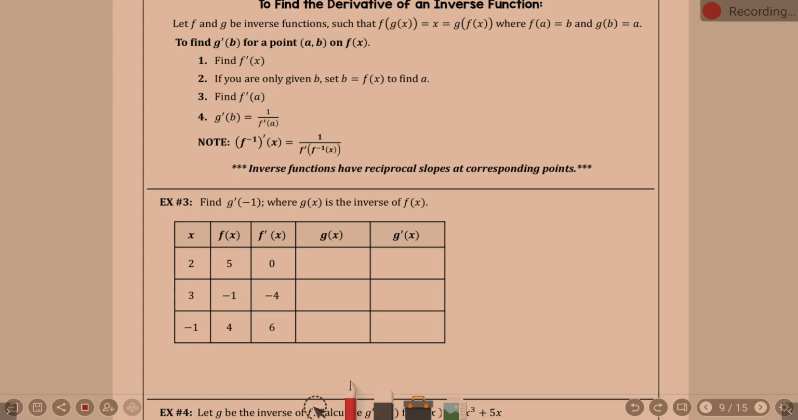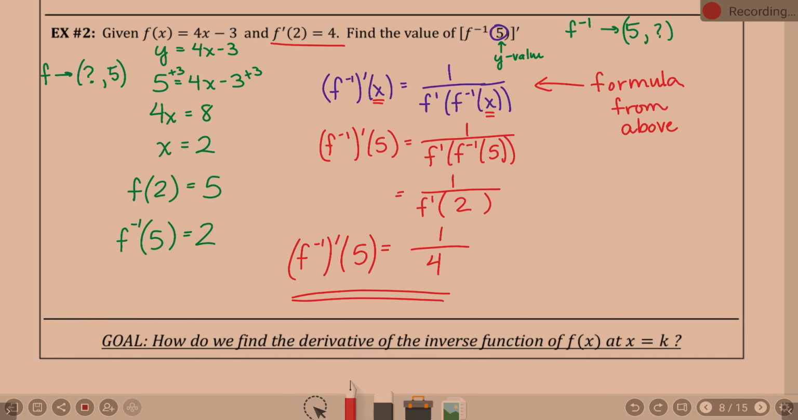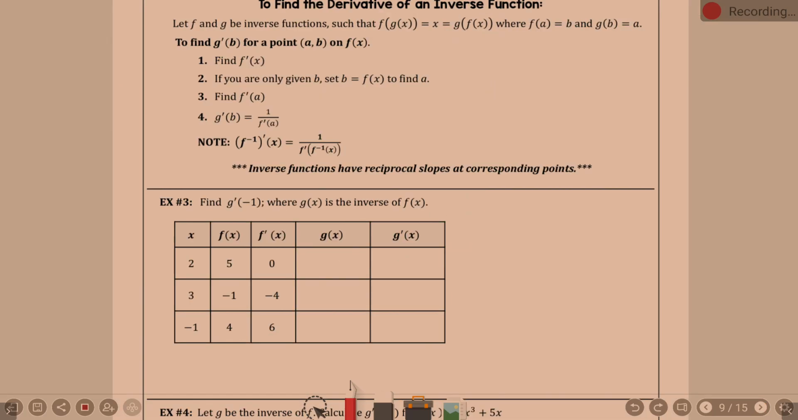If they would not have given me f prime of 2 is 4, we'd have to find that. But the derivative f prime of x would be 4. So f prime of 2 would be 4. We could have done that. They just didn't make me do that. So you're going to find that derivative. If you're only given your b value, what you're solving for, then you're going to have to set b equal to that original equation to find a. That's what we did there when we set 5 equal to 4x minus 3.